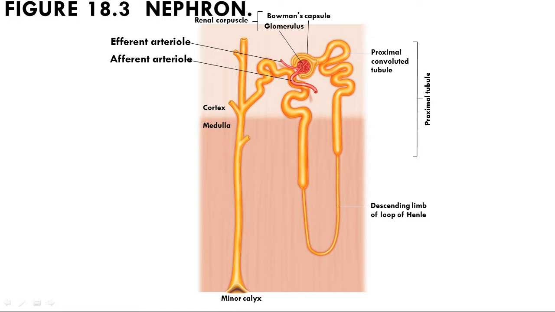What happens at the descending limb of the loop of Henle? Water reabsorption. Check your work on your handout. Water reabsorption. Tying that back into chapter 6, which hormone can increase this water reabsorption? Good job. Anti-diuretic hormone can target the descending limb of loop of Henle to enhance water reabsorption.